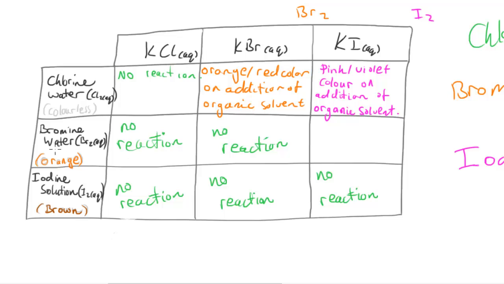And moving on to the bromine and potassium iodide reaction, iodine is going to be produced again. So it's basically going to be the same. So pink violet color on addition of organic solvent. So these are the colors which are going to be produced in these reactions.